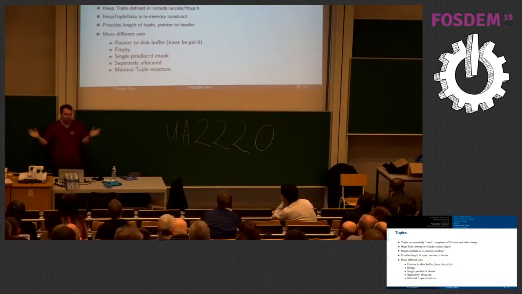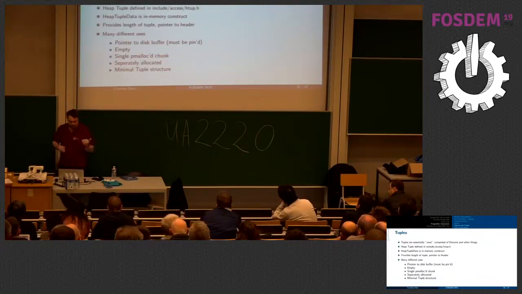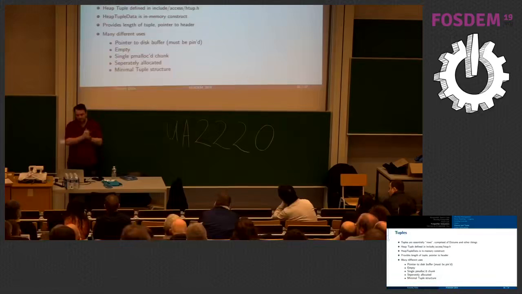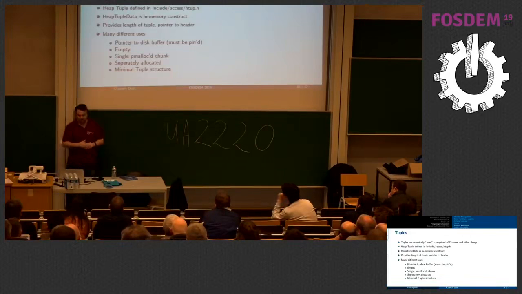Tuples are then rows. Tuples are datums that are all shoved together inside of a row. Heap tuple is defined in include access htup.h. We have a HeapTupleData, which is an in-memory construct of a heap tuple. And that includes a length of the tuple and a pointer to the actual header. And then we can use these in a lot of different places, so be aware of that.